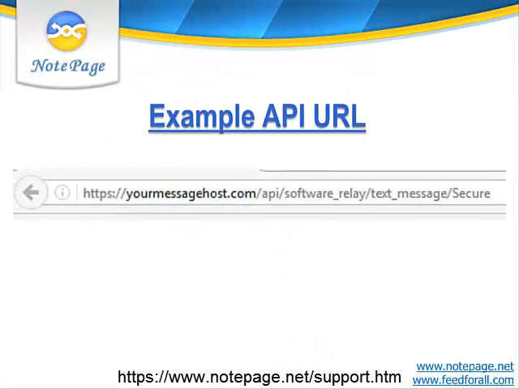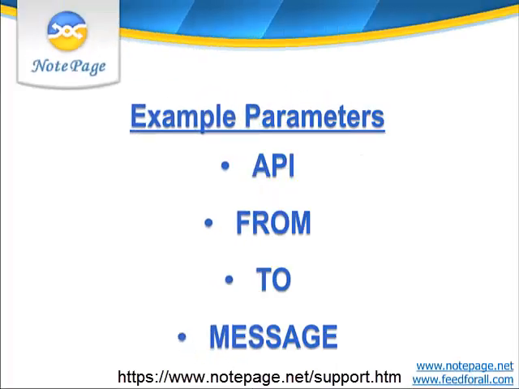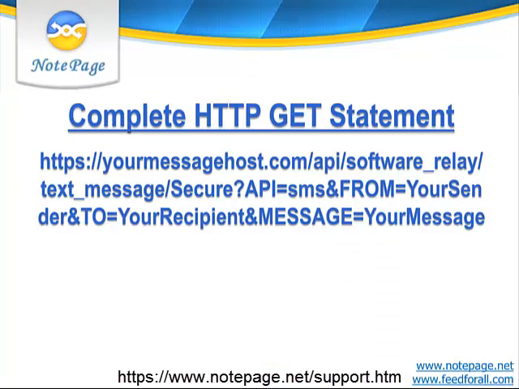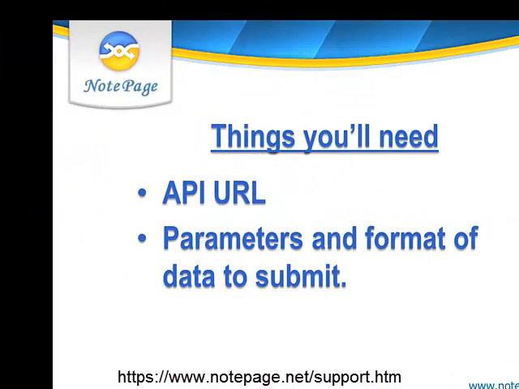For example, let's say that this is our API URL. And let's also say that the parameters to submit are API, from, to, and message. That would mean a fully constructed HTTP GET statement to that API URL would be as follows. Once you have the URL, parameter names, and values, here's how to configure it in PageGate.